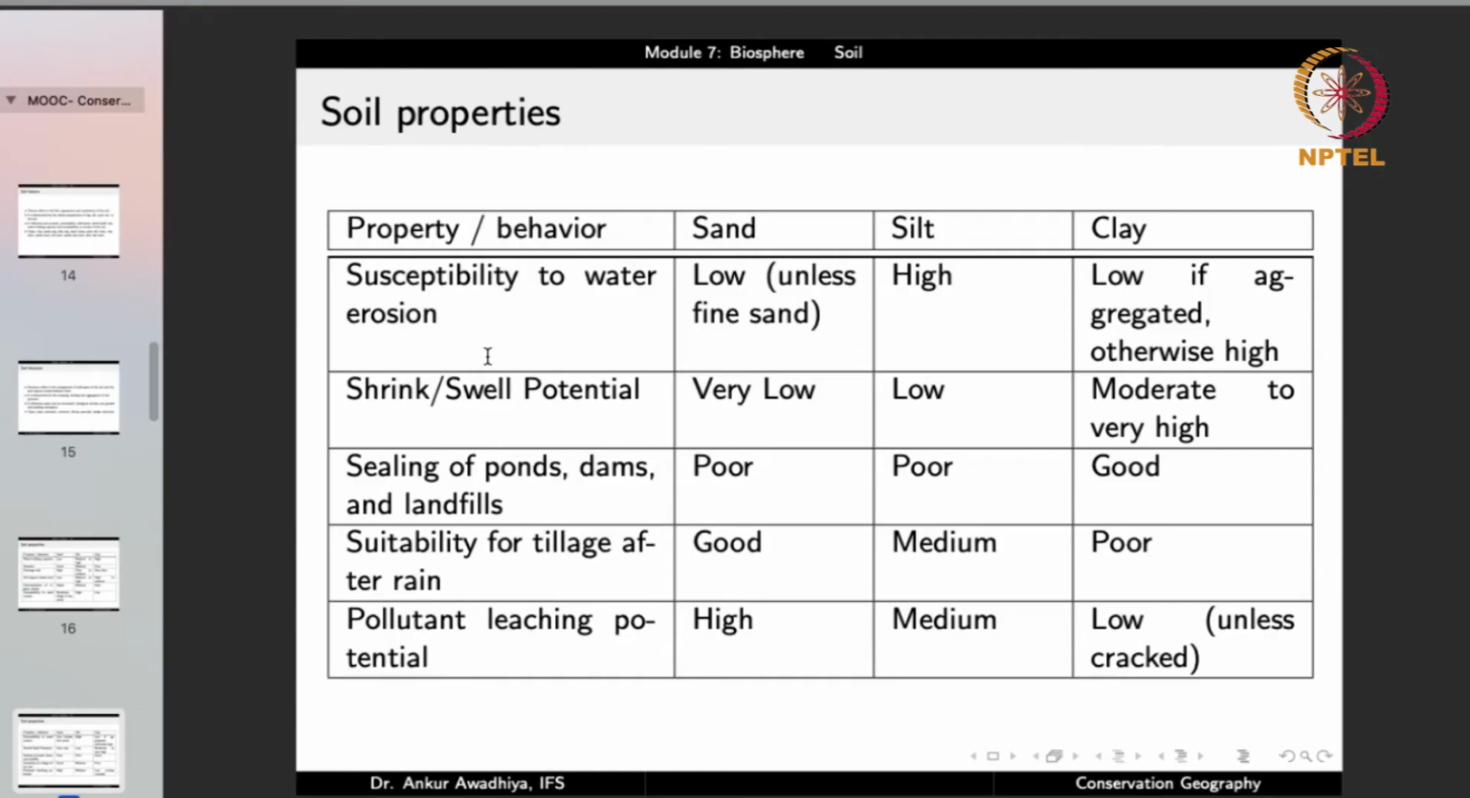If we talk about water erosion, then again in the case of sand, the susceptibility is low unless it is fine in size. For silt, it is high. In the case of clay, if it is aggregated, that is, if it has formed a structure by clumping of the soil particles, then it has a low susceptibility. Otherwise, it has a high susceptibility because the particles are small in size and they can easily move with water.